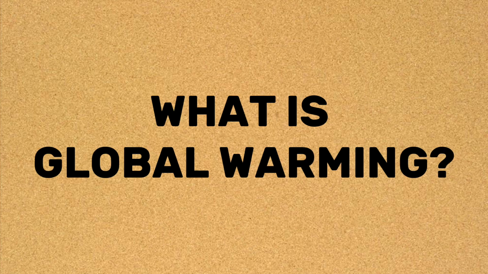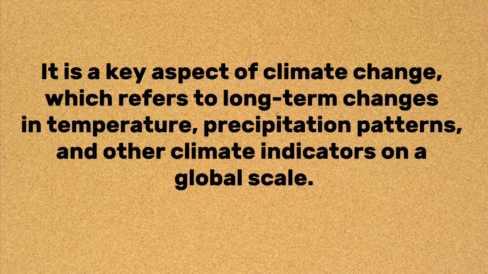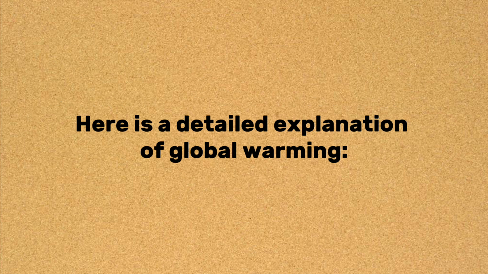What is global warming? Global warming is a long-term increase in Earth's average surface temperature due to human activities, primarily the release of greenhouse gases into the atmosphere. It is a key aspect of climate change, which refers to long-term changes in temperature, precipitation patterns, and other climate indicators on a global scale. Here is a detailed explanation of global warming.